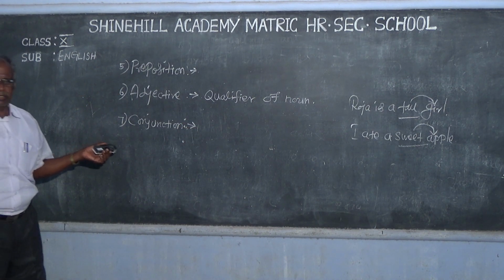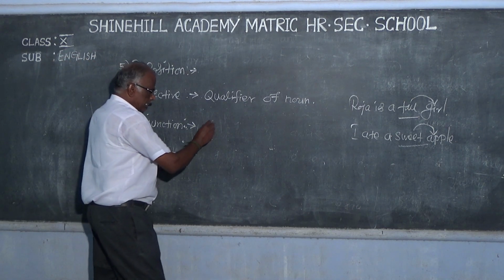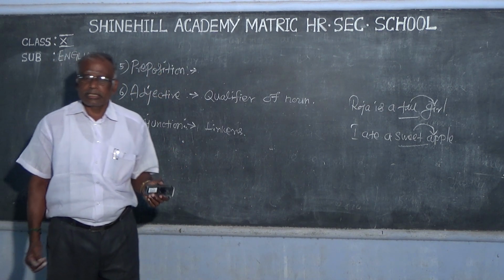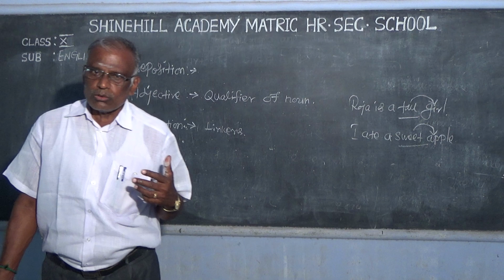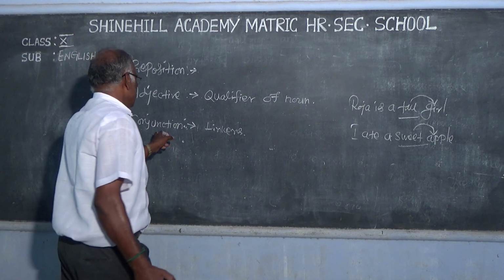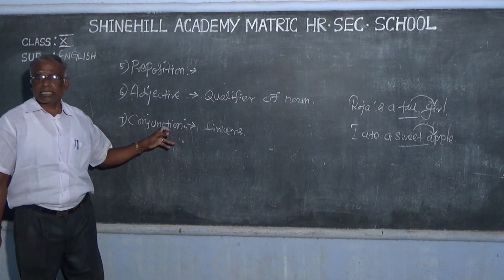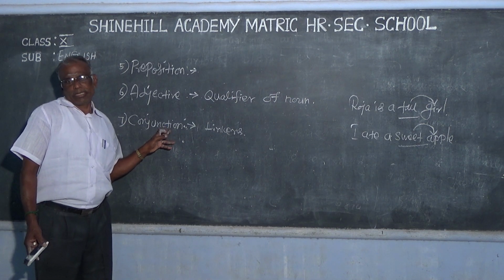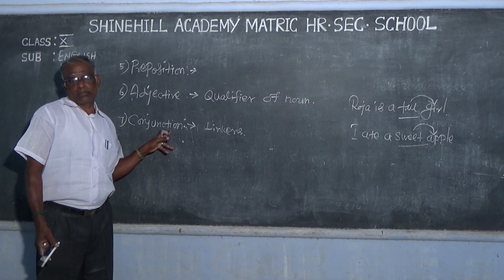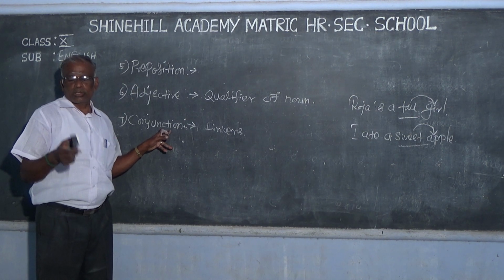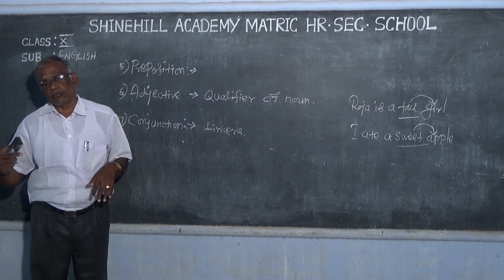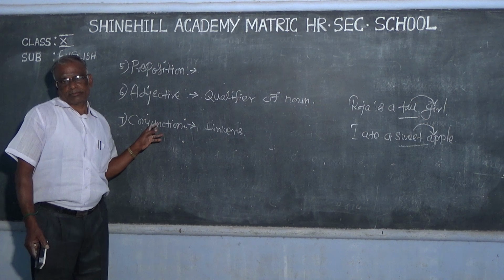Conjunction, in short, means nothing but linkers. They can always be called linkers because they join words, sentences, or clauses. That's the function of conjunction. I went to a market and I bought a pen and a pencil. Rama and Lakshmana are brothers. Here, and is a conjunction. Likewise, if you study hard, you can get more marks. Here, if is the conjunction.